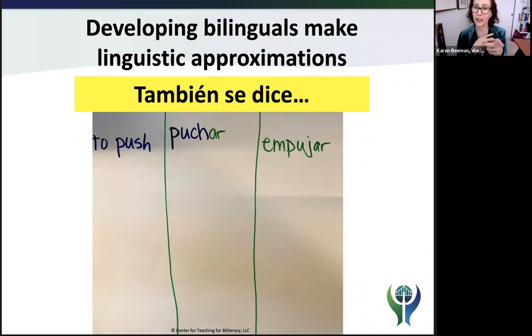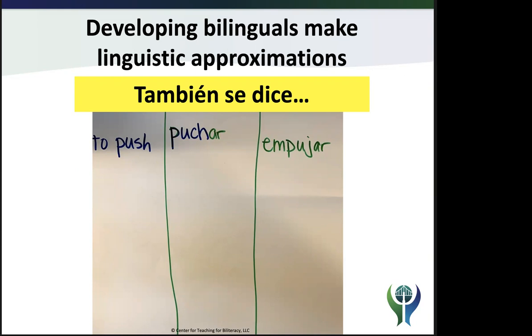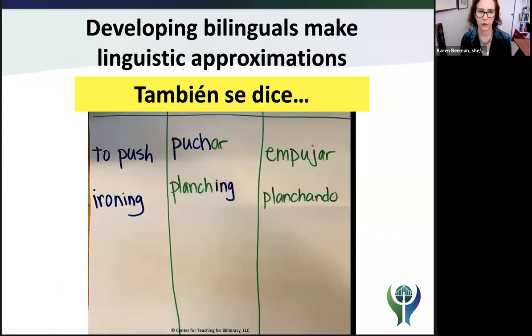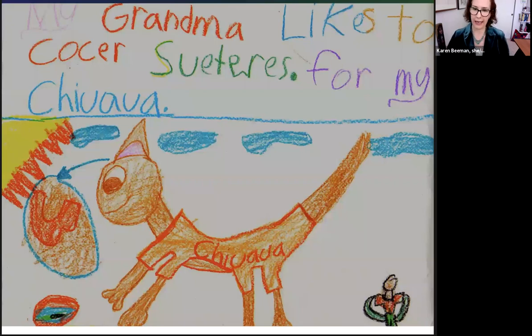And frankly, this is really, really successful to use puchar on the playground. But if I'm in my push and pull unit in Spanish, I'm going to use empujar y jalar, right? So we're helping students really operate in these three linguistic spaces. And instruction needs to reflect how developing bilinguals use language, not how monolinguals use language. And so we're going to keep adding more and more examples to this también se dice chart as the year progresses. And when we do that, this is the kind of writing we're going to get.